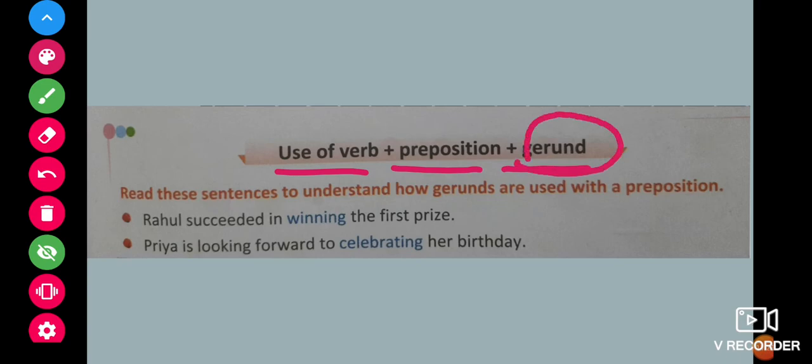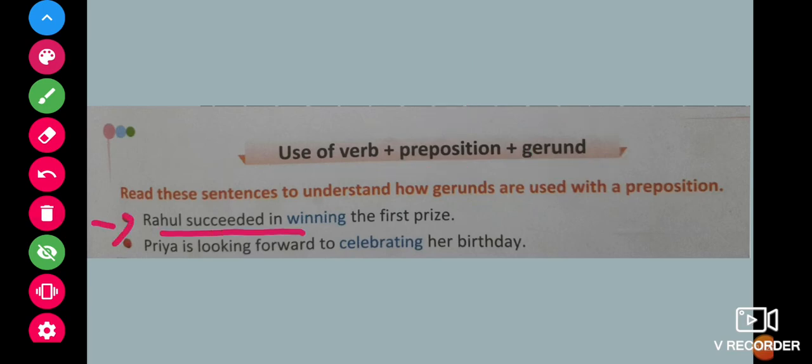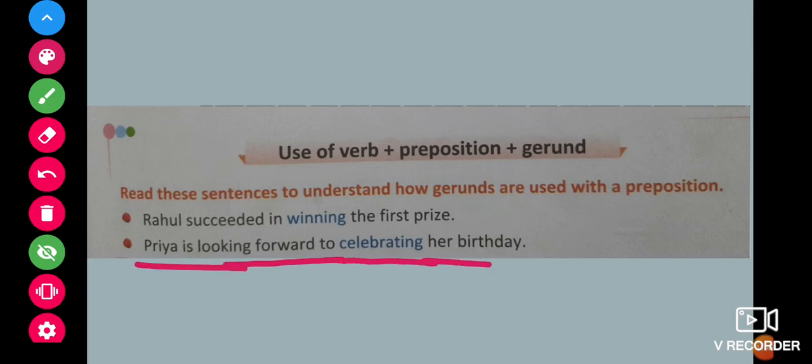Now this means we are learning the gerunds which act as the object of preposition. So let us read the examples. Rahul succeeded in winning the first prize. Now here winning is the gerund, and here we have the preposition before it. So here this gerund is acting as the object of preposition. In the second example, Priya is looking forward to celebrating her birthday. Celebrating is the gerund and to is the preposition. So here celebrating is acting as the object of the preposition, which is to.